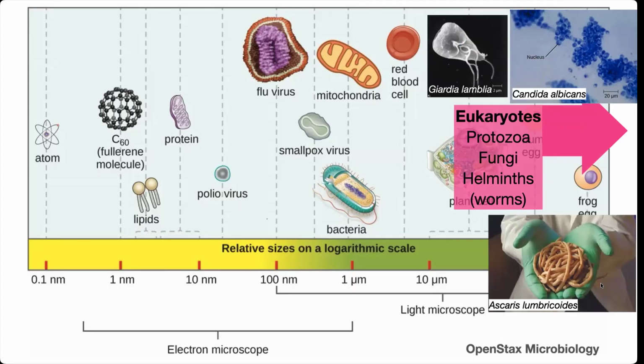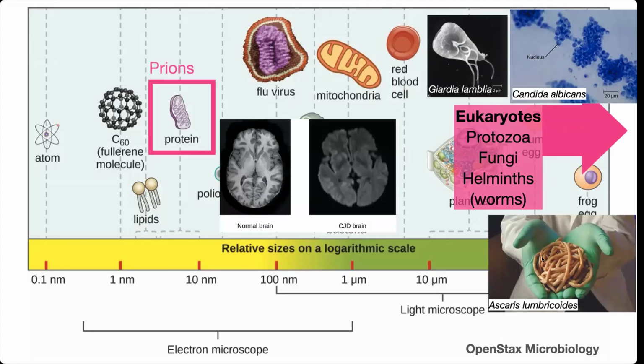And those are like our roundworms down here. And then going all the way back, we also have infectious agents that are not organisms or viruses, and these are proteins or protein components. They're prions. And so here we have a normal brain, and then we have a brain with the prion disease, Creutzfeldt-Jakob disease. And so that is a prion disorder that leads to spongiform encephalopathy.